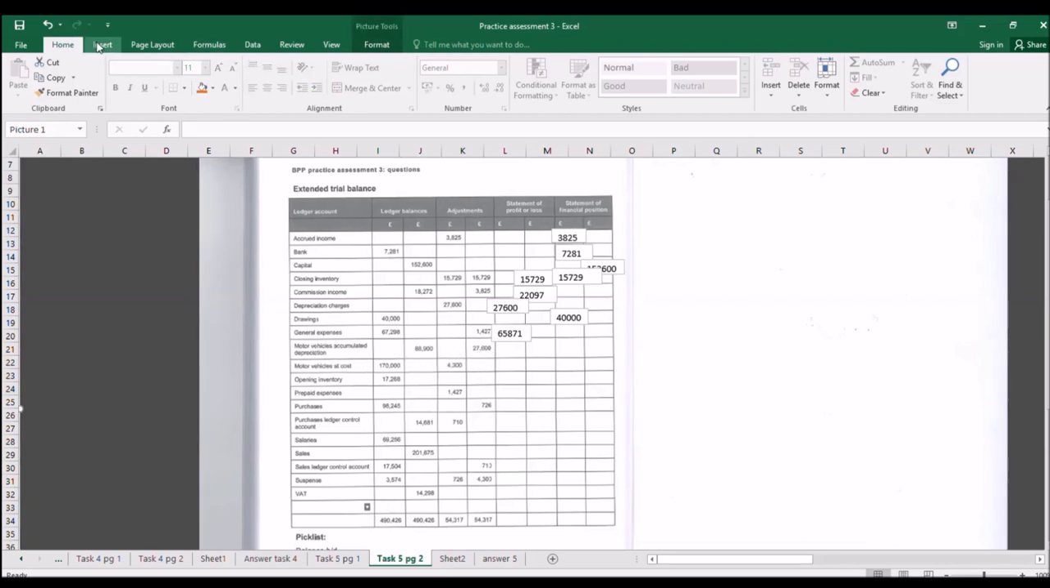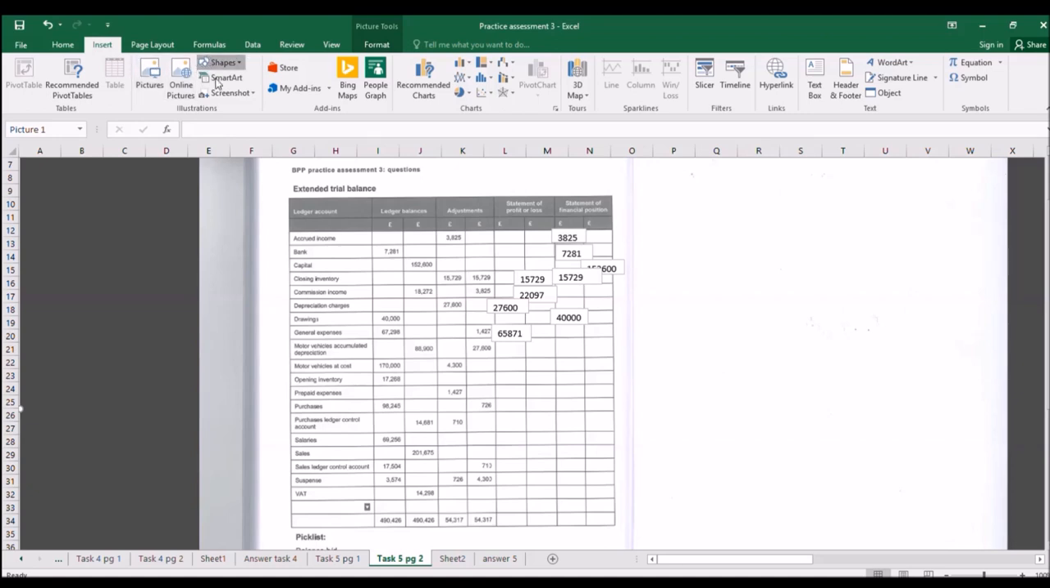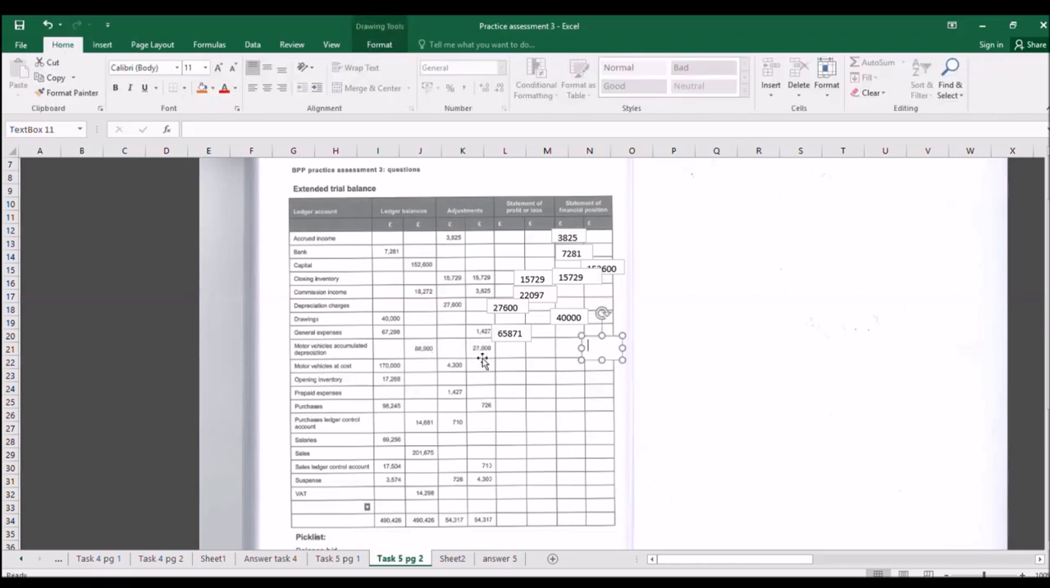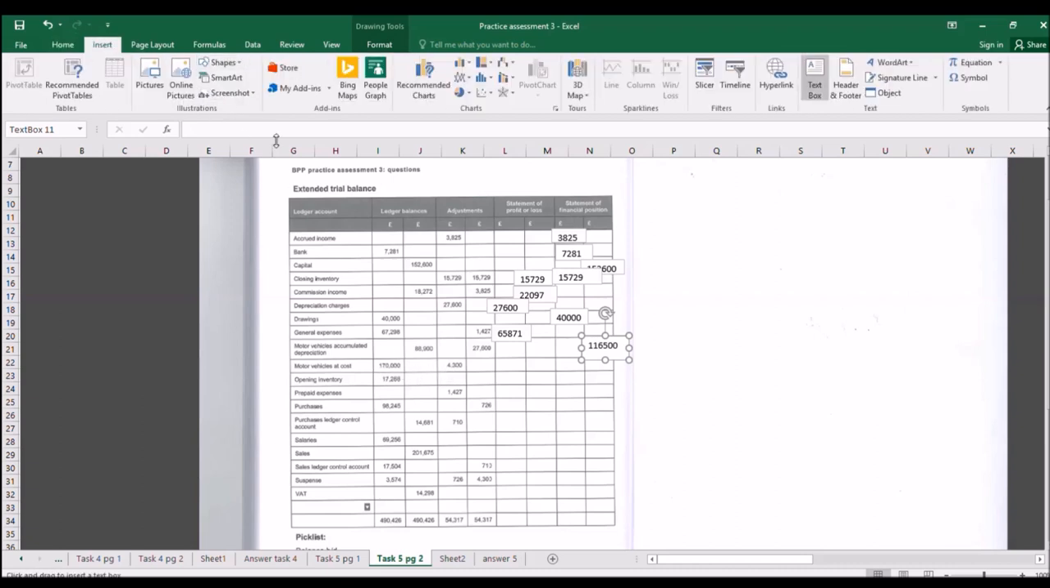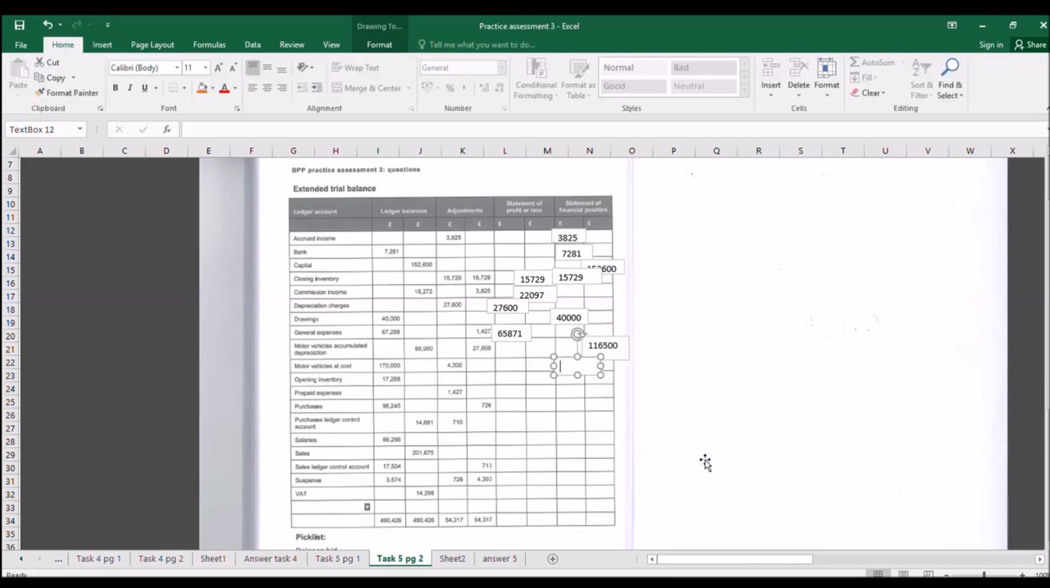Our motor vehicle cumulative depreciation. Okay, so this is then the reduction in the value of our assets. So that's going to be a credit in the statement of financial position. Those two credits added together, so 116,500 into there. Motor vehicles at cost. So there we've got those two together. We've not had any adjustments for any disposals that might have been omitted. So that's going to be 174,300 here.